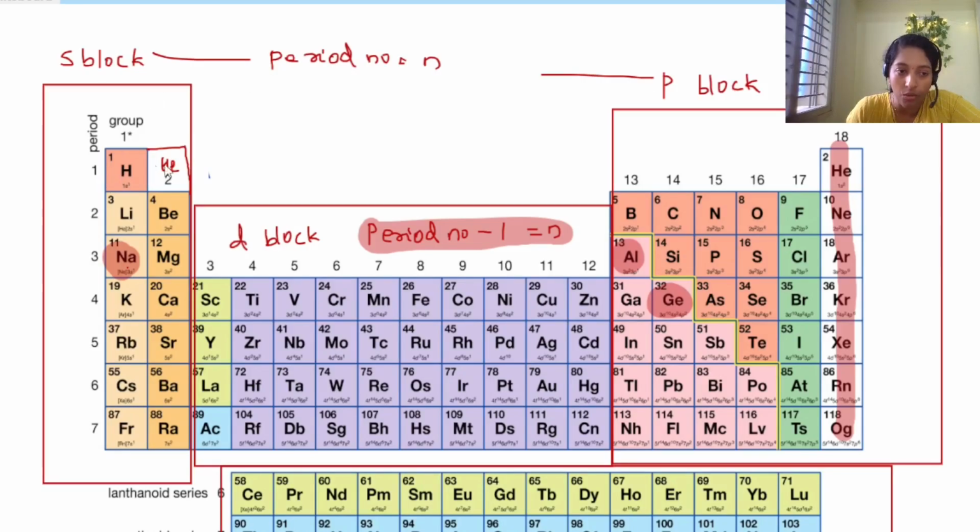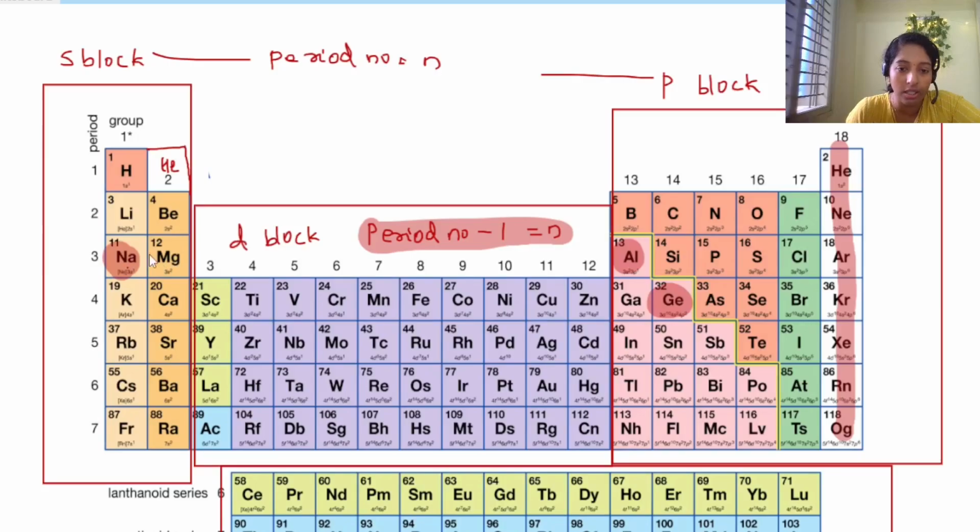This is the period number. So 1s1, 1s2. Then see the next one, 2s2, and then 2p, and then 3s. Can you get the order like 3s? See, the energy level order is this one. The whole energy level order, from lower to higher energy, you can get from the periodic table.